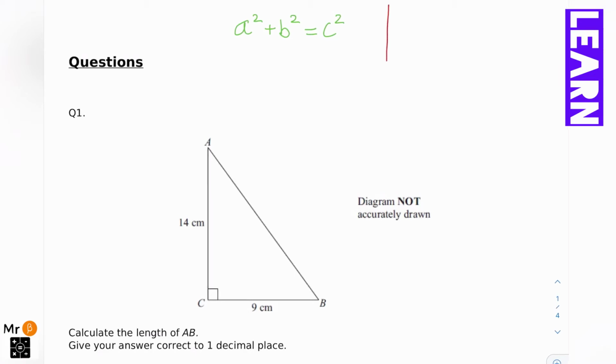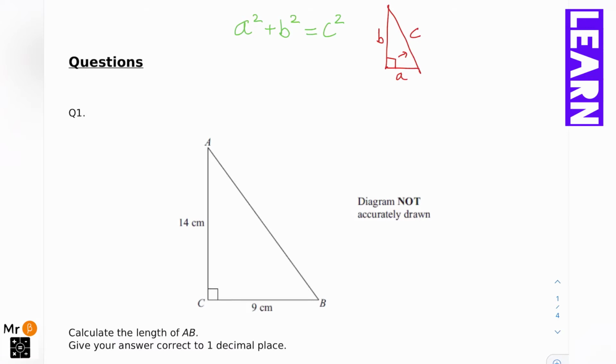If we draw out a triangle with our right angle, we know that c is our hypotenuse. This is the longest length in your triangle and is always opposite the right angle. A and B don't matter, so we could have it this way round, or we could have it this way round. It's not going to affect your answer.